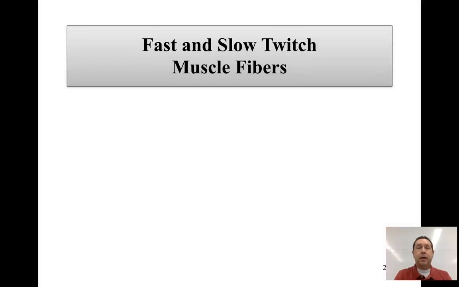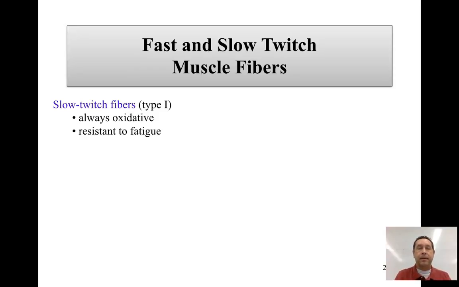So in this video, we're going to talk about different kinds of muscle tissue a little bit more. We've talked a lot about skeletal muscles and skeletal muscle structure, but we haven't talked about the fact that there are actually different kinds of skeletal muscle cells or muscle fibers. So one type is what we call a slow twitch or a type 1 skeletal muscle fiber. These are always oxidative. They're doing aerobic respiration. They are resistant to fatigue.